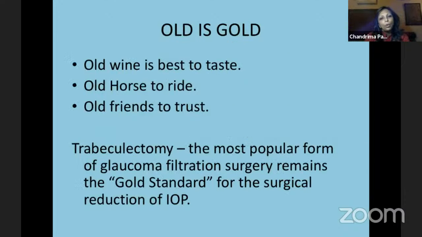So as they say, old is gold: old wine is the best to taste, old horse to ride, and old friends to trust. So also trabeculectomy, as I told you, is the most popular form of glaucoma filtration surgery and remains the gold standard for surgical reduction of the intraocular pressure.